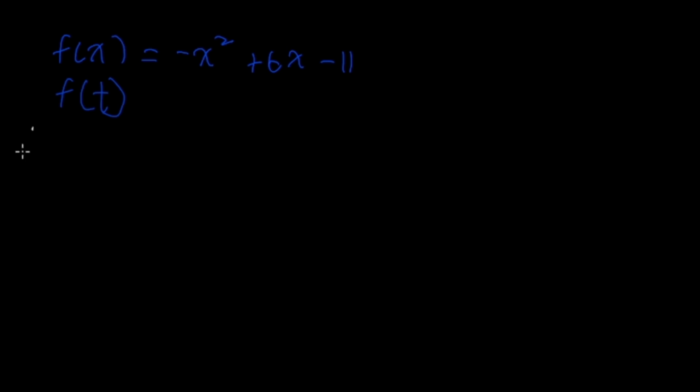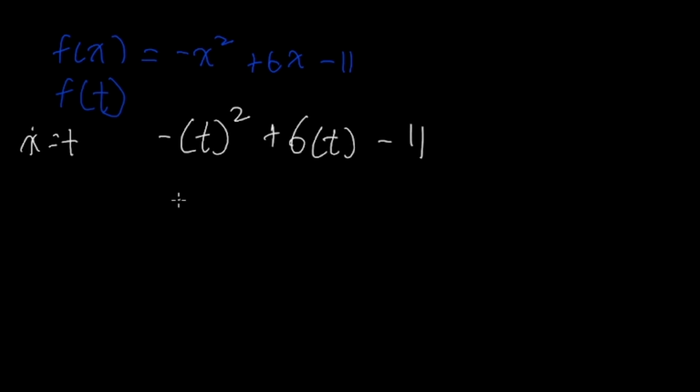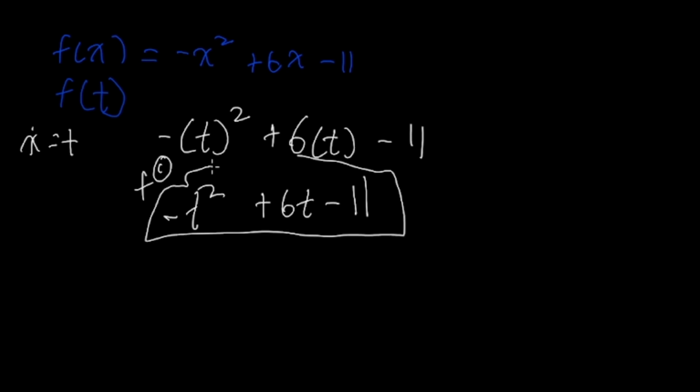Alright, so x is equivalent to t, and so we are plugging in t into every part of the equation. So negative t squared plus 6 into t minus 11. With that, t has the exponent 1, and so you're multiplying the 2 times 1 because of the law of exponents, and so you have negative t squared plus 6t minus 11. That's the answer of the question.